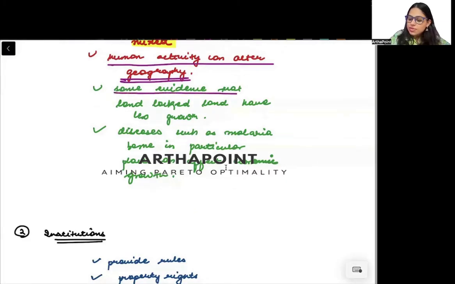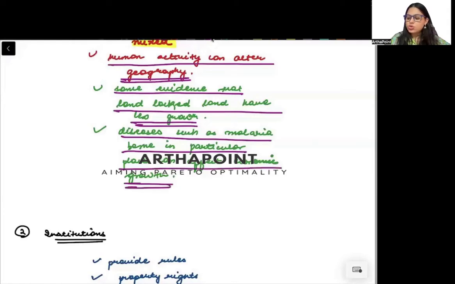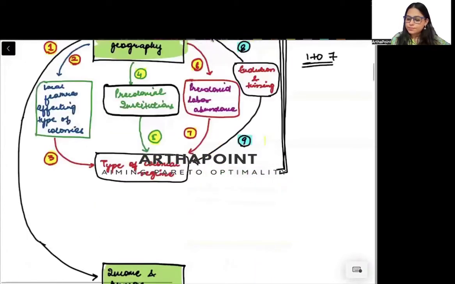Now there has been some evidence that landlocked areas have less growth. तो ऐसा माना जाता है, there has been evidence that whatever landlocked areas we have, there can be an impact of diseases like malaria. And whenever there will be diseases, it will lead to lower economic growth. अगर diseases होंगे तो economic growth automatically कम हो जाएगी. Therefore, in this sense, we have linked geography to economic development. So diseases such as malaria become an important part in particular places which can affect economic growth.